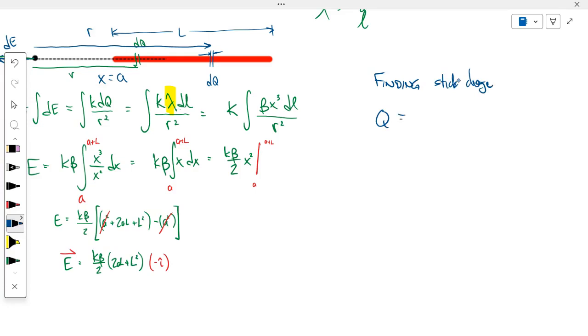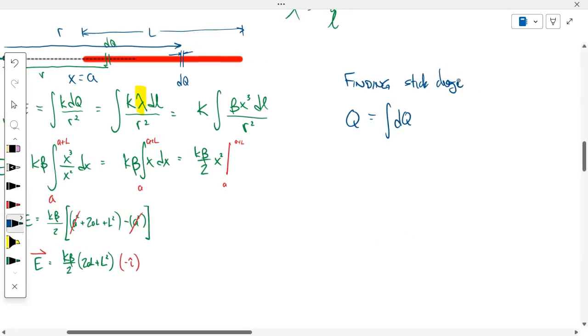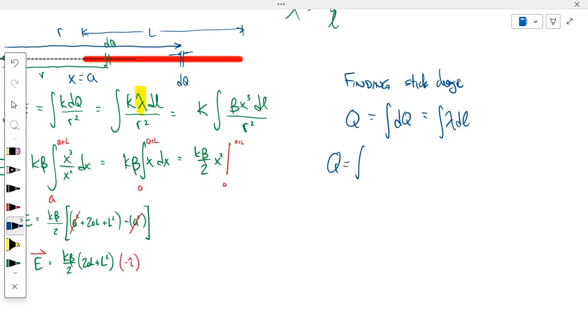Well, how much charge? Well, I don't know. Let's add up all the charges and find out. Right? So what are all these charges? Well, that depends. They are lambda dLs. All right. So Q is, let's see, beta x cubed dL. How about we do that? And again, we go from a to a plus L.